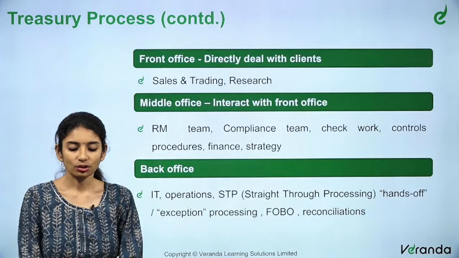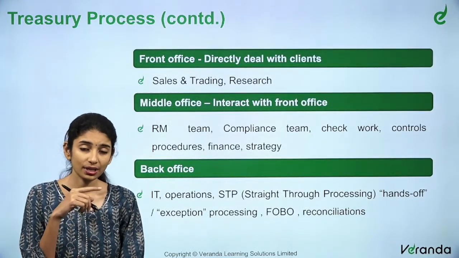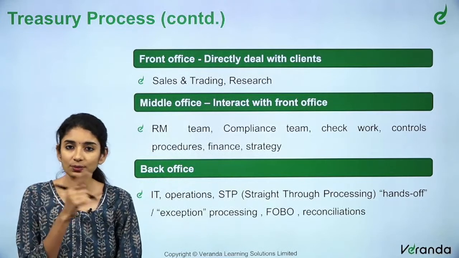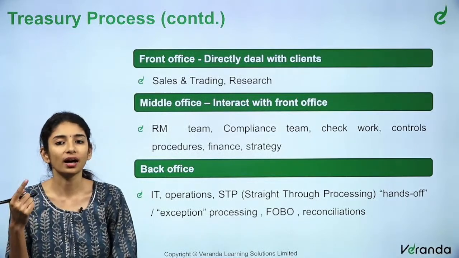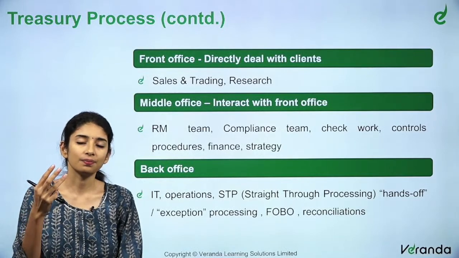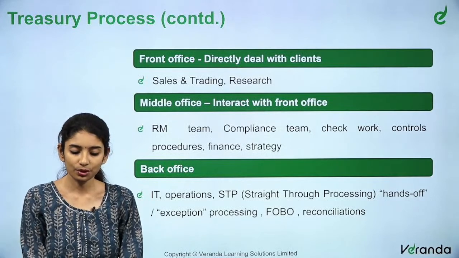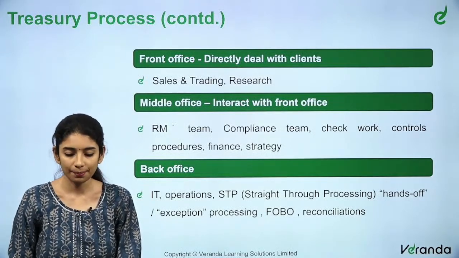Treasury process. Treasury has 3 departments. Earlier we saw what treasury was and the 2 types of products they deal in: one is the government thing and the other is other commodities. Here we are seeing the three levels or 3 segments in a treasury, which are front office, middle office and back office.